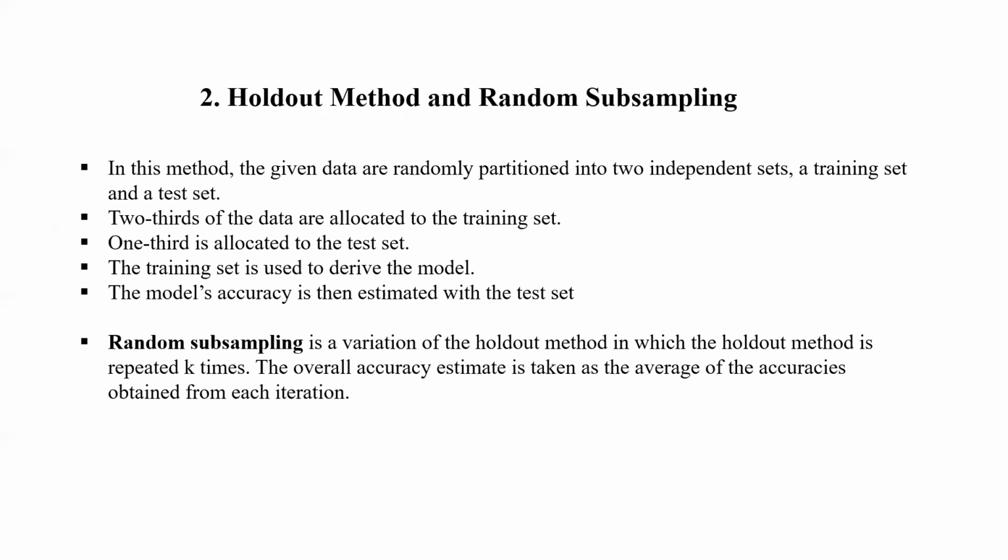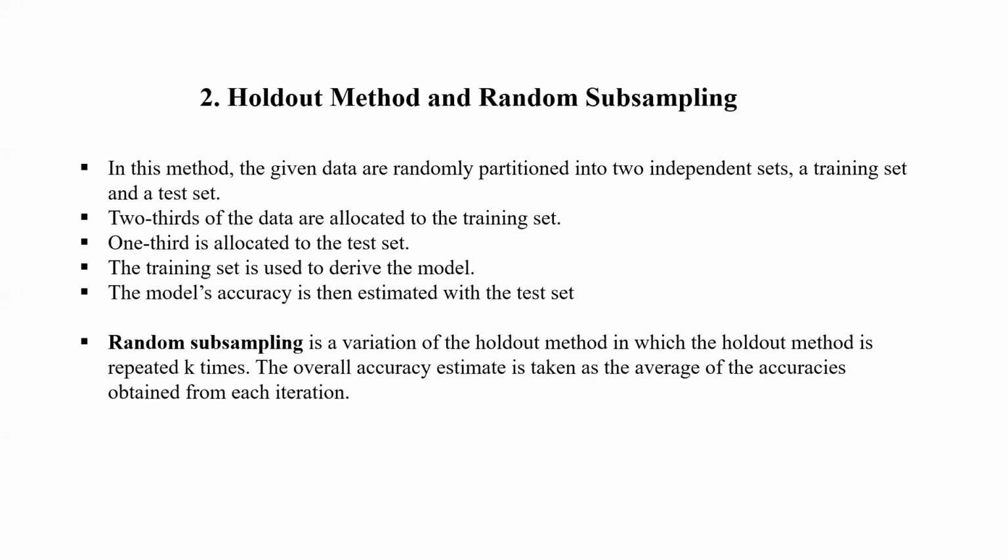The second method will be the holdout method and random subsampling. In this method, the given data are randomly partitioned into two independent sets, one the training set and the other the test set. The training set will contain 2/3 of the data, while the test set will contain 1/3 of the data. The training set is used to derive the model. The model's accuracy is then estimated with the test set.